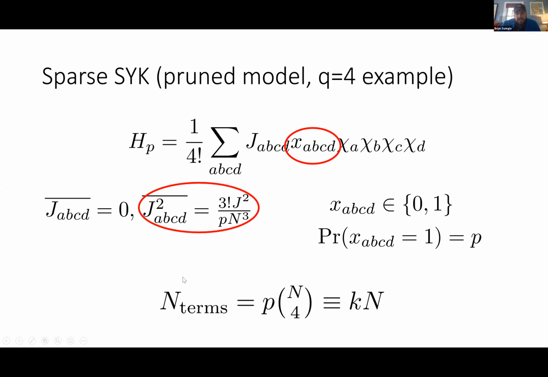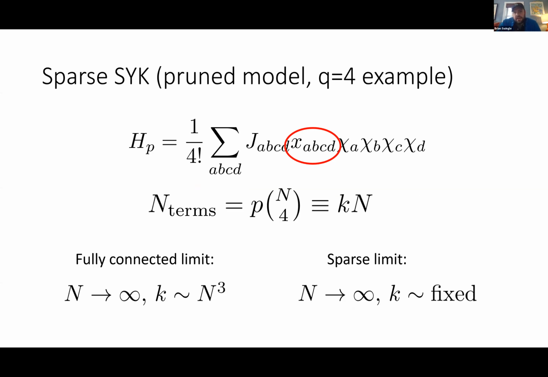And this family of models has an expected number of terms in the Hamiltonian, which is p times n choose 4. And this defines for me the number k. So k is the ratio of the number of terms to the number of fermions. And if p is just an order 1 number, like a half or a fourth, you're just deleting some order 1 fraction of the terms, and it won't surprise you to learn that doesn't change things very much. What we're going to consider is the case where p scales with 1 over n, so that the number of terms is proportional to n itself. So this is an extreme limit where we're deleting almost all the terms in the Hamiltonian. We're retaining just enough terms to have connectivity and no more. And this is what we call the sparse limit.